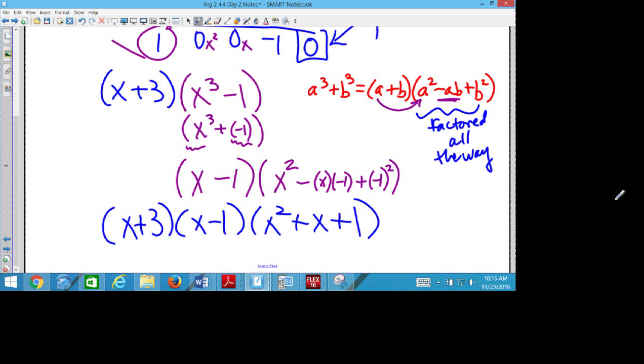When you do the specific cube formula, this one will never factor further, so we don't need to go and check it. Usually we have to check them, but this one is done, so we don't have to go back and check it.